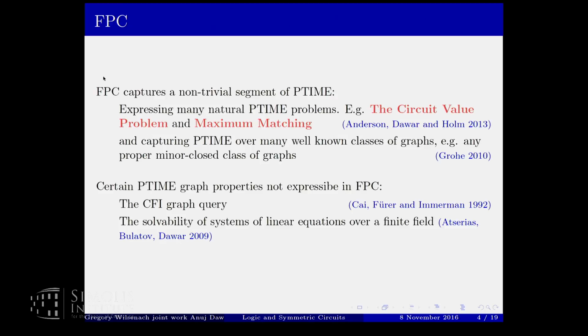But anyway, they show that there's an intimate connection between these CFI graphs and solving systems of linear equations over finite fields. And in actual fact, they extended to systems of equations over groups and rings and other algebraic structures.